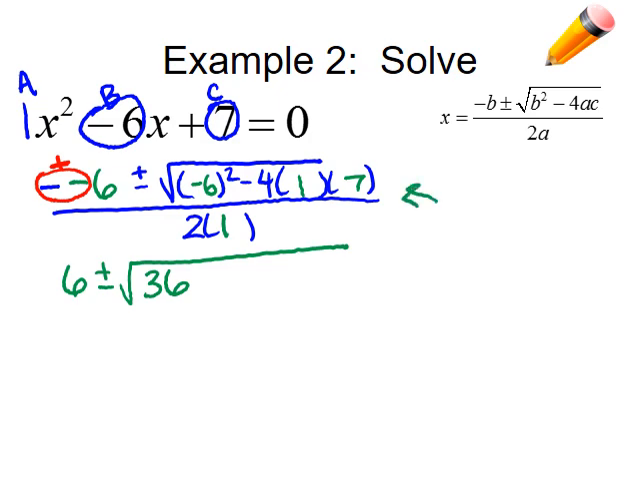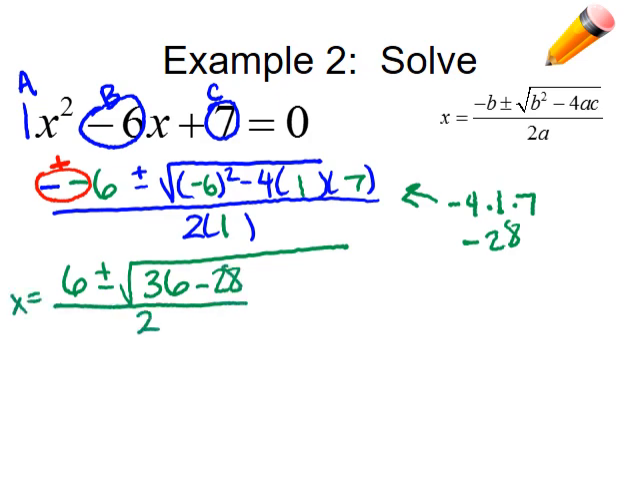And then here, I have a negative 4 times a 1 times a 7. A negative times a positive times a negative gives me a negative. 4 times 7 gives me 28, all over 2 times 1. Let's keep reducing the right side under the radical. 36 minus 28 gives me 8, all over 2.